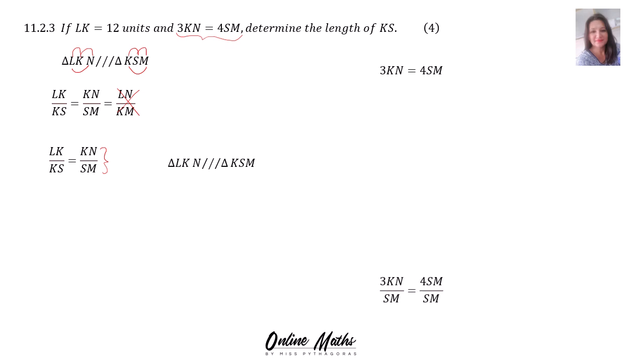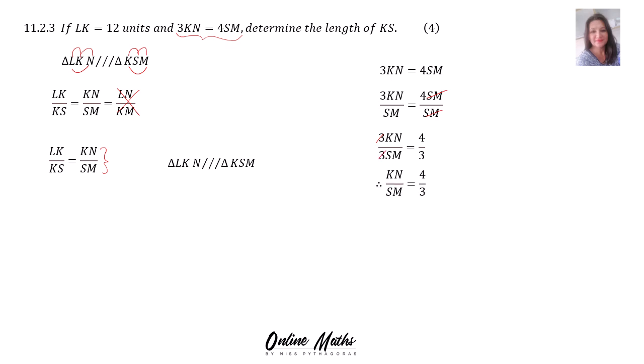So what we do is we start by dividing away SM. And what we do on the left, we do on the right. Then in the next step, I'm going to divide away the 3. What I do on the left, I do on the right. And now I have the ratio KN over SM is equal to 4 over 3.